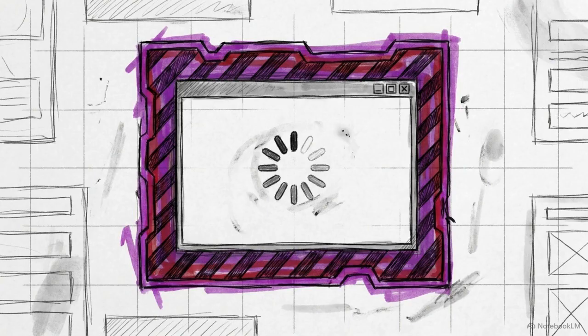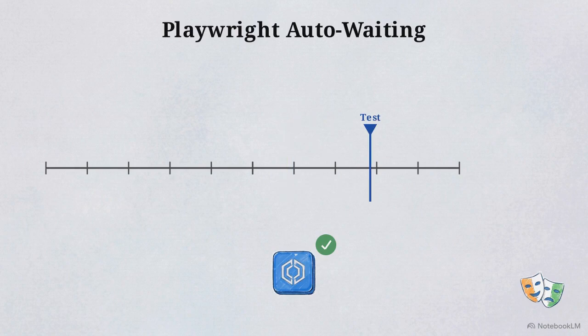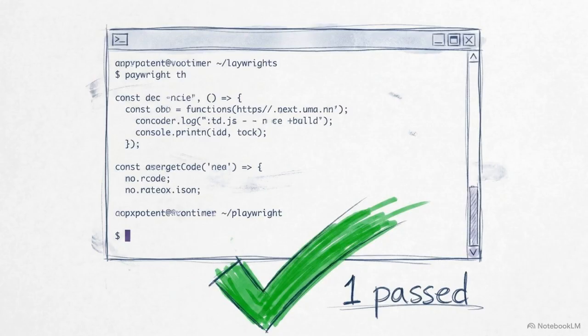We pass the built-in Playwright page fixture into our test function as a parameter. In older frameworks, you might have used hard-coded sleep timers to wait for elements to load. This creates slow, unreliable tests. Here is Playwright's auto-waiting in action. The test pauses just long enough for the element to become visible and stable before it continues. We run the test command and we see our validation pass in the terminal.